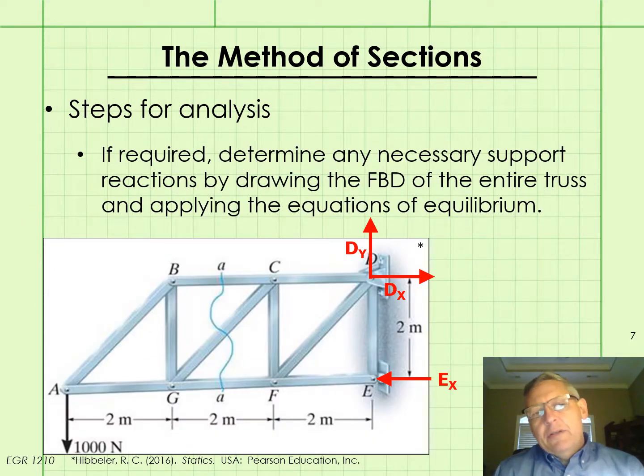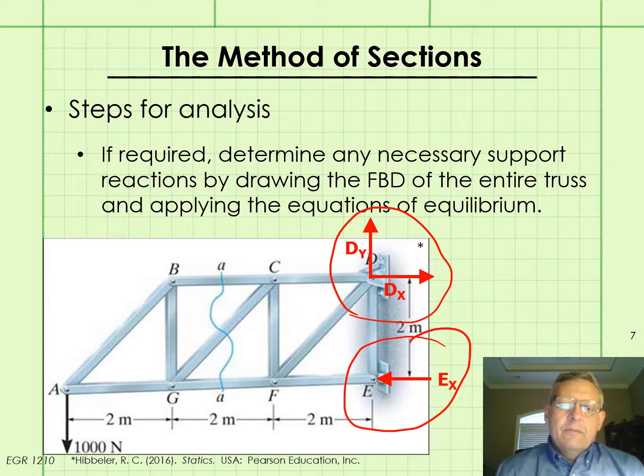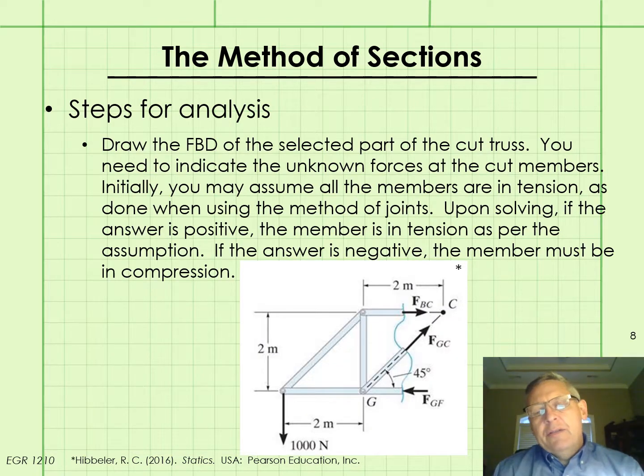The next step is to, if required, determine the support reactions. So you may not have a choice but to work with the side of the cut that involves the support reactions or a support reaction for one reason or another. So you will have to solve for those if the side of the cut you're working with includes the support reactions for the entire truss. The next step in the analysis is to draw a free body diagram of the part of the cut truss that you have selected.